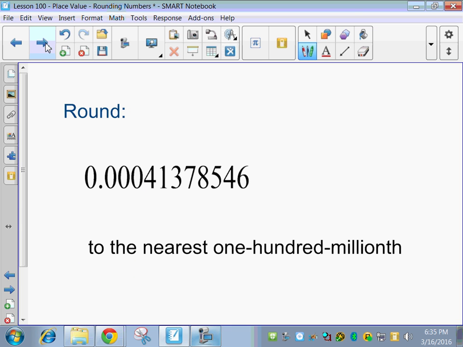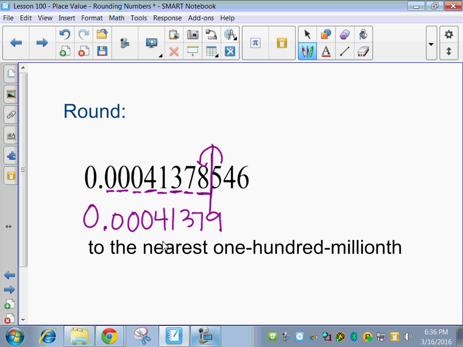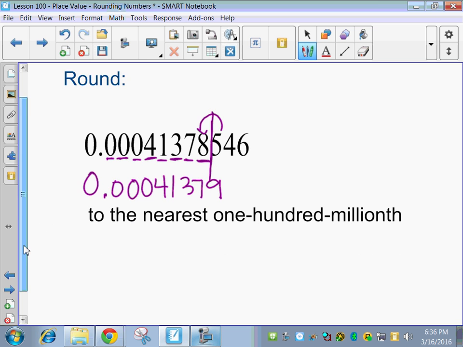All right, round that number to the nearest 100 millionth. So we've got to see if we can find the 100 millionths place. So we have the tenths, the hundredths, the thousandths, the 10,000ths, the 100,000ths, the 1 millionth place, and then the 10 millionth place, and then the 100 millionth place. Then draw your line. All right, this one is a 5, so it's going to round that number up. So we get 0.0004137.9. And then we round it to the nearest 100 millionth.